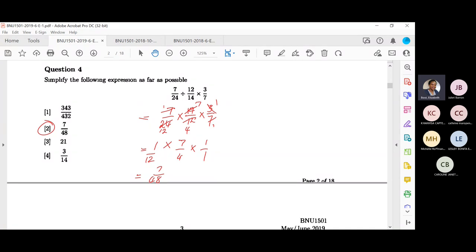They said, simplify your answer as far as possible, and that's how you will solve a fraction. Are there any questions before I give you an exercise as well?